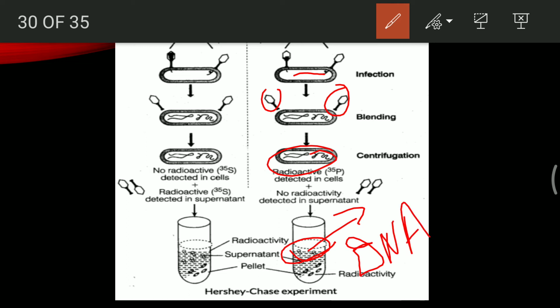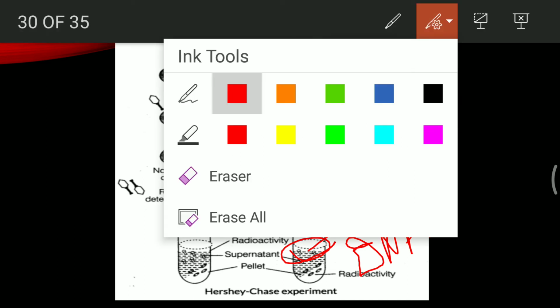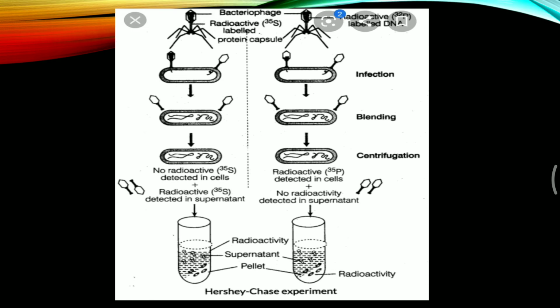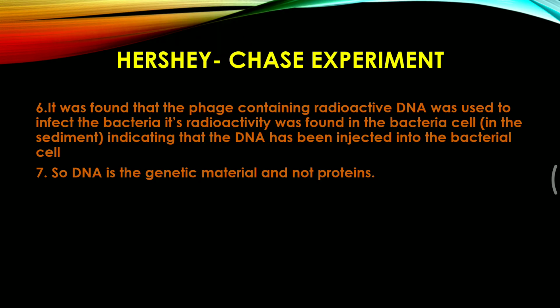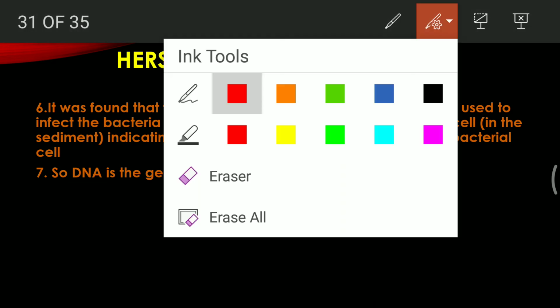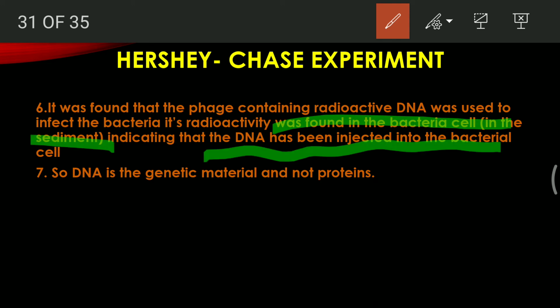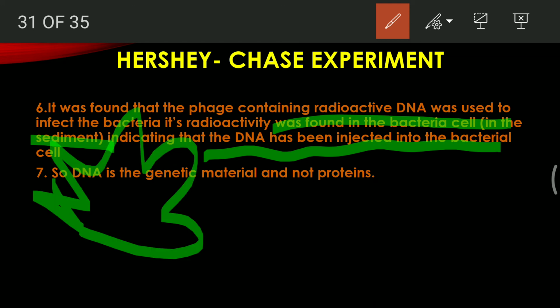DNA is moving. So this idea we all developed after this experiment. This was a very remarkable experiment done by Hershey and Chase, and it became a revolutionary experiment. Later on, with this idea, we came to a few conclusions. What were the conclusions? It was found that the phage containing radioactive DNA was used to infect the bacteria. Its radioactivity was found in the bacterial cell, in the sediment. This is very important, indicating that DNA has been injected into the bacterial cell. So the DNA was considered as the genetic material. This is our most important thing.